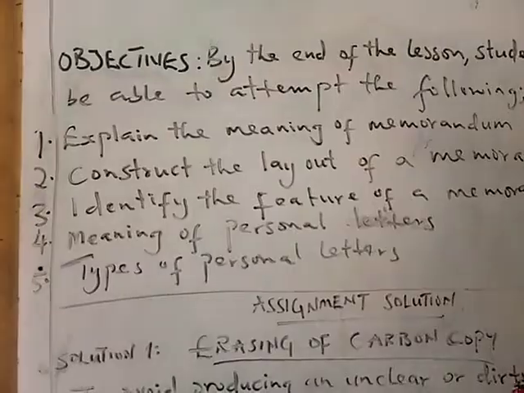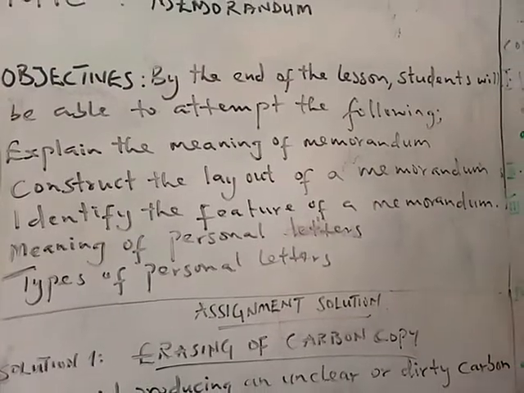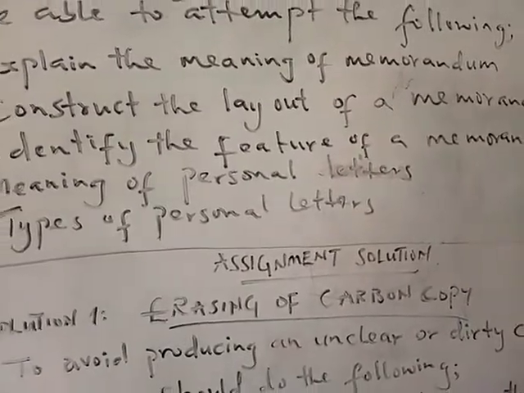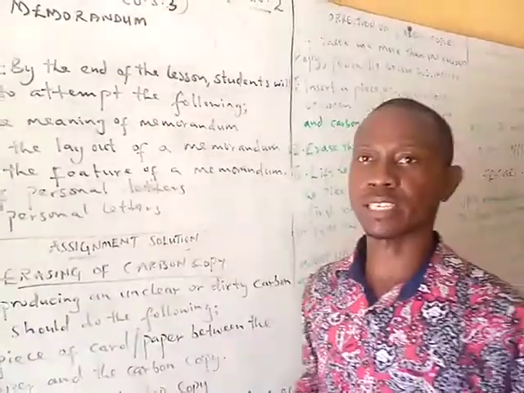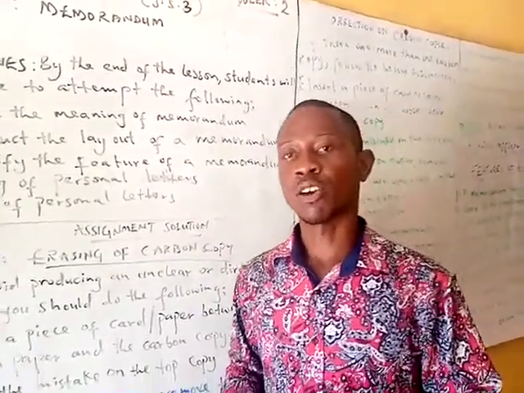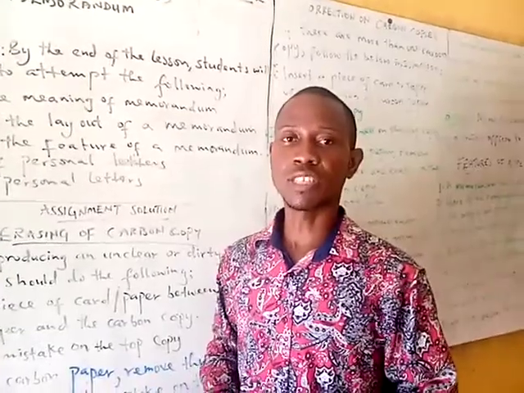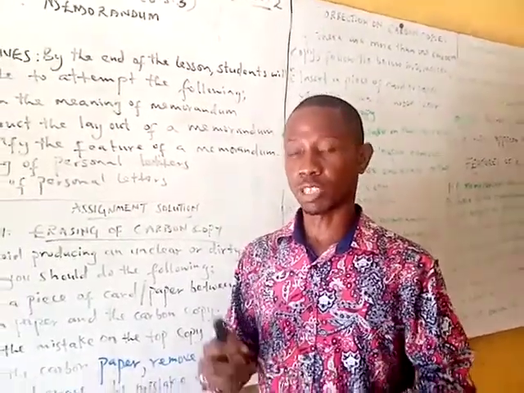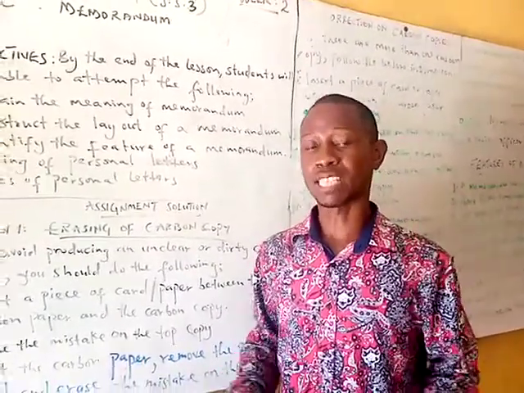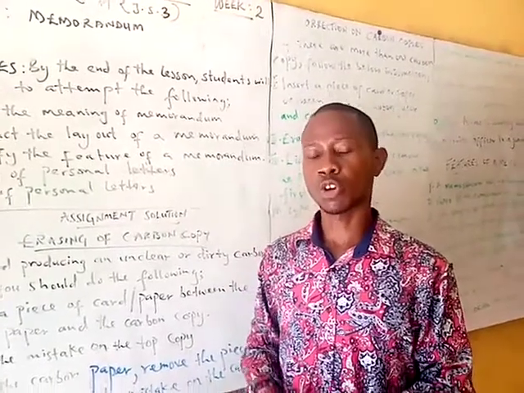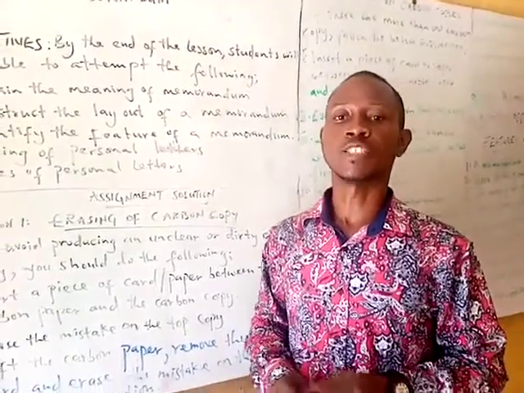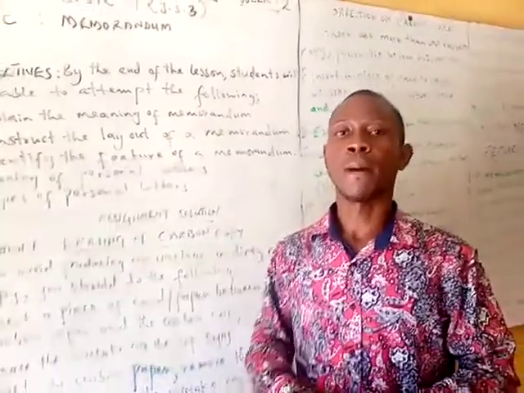But before we go into that lesson proper, we were given an assignment last week based on the topic we treated last week, and the topic was erasing techniques. We gave 3 major erasing techniques. One of them is the use of T-paste or the correction fluid, which is very popular among students and among typists. The second one is the use of rubber eraser. Then the third one is the use of correction paper.